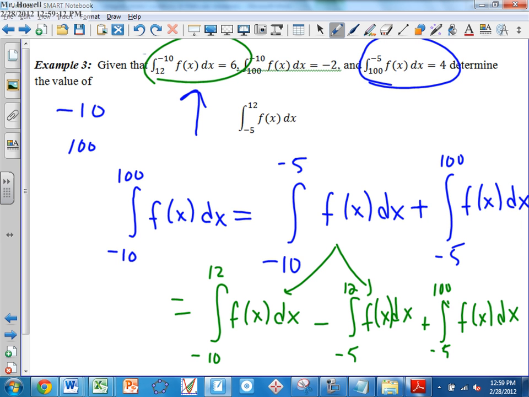Again, I've got this. Check. I've got this. Check. We're done. But this one needs to be broken up further into something else that we have. And look at its limits now.